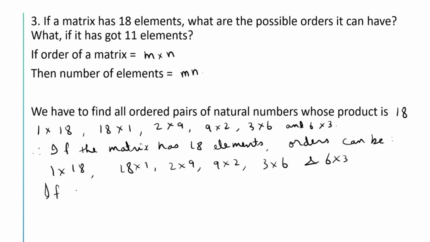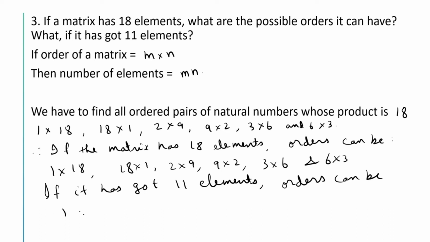So if it has got 11 elements, orders can be 1 by 11 and 11 by 1.